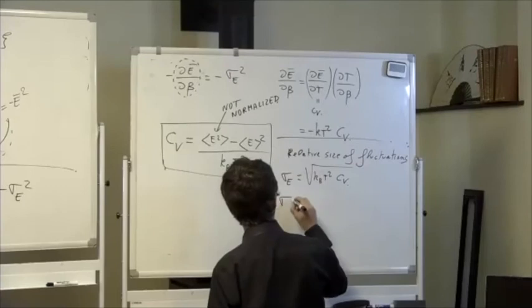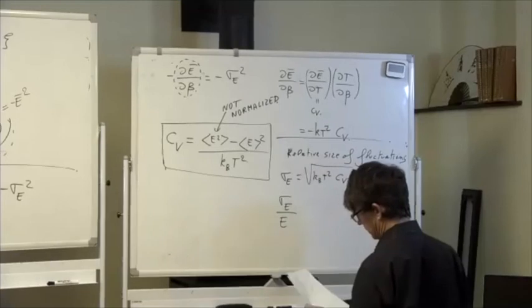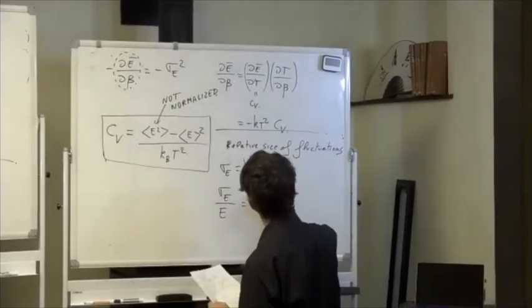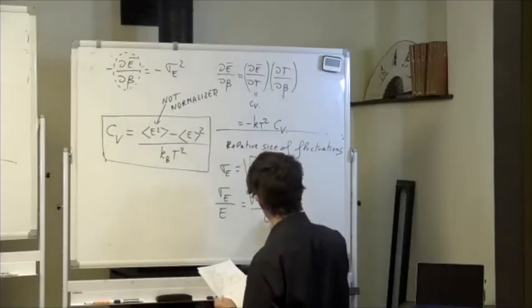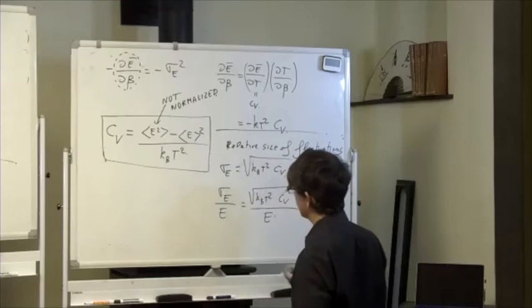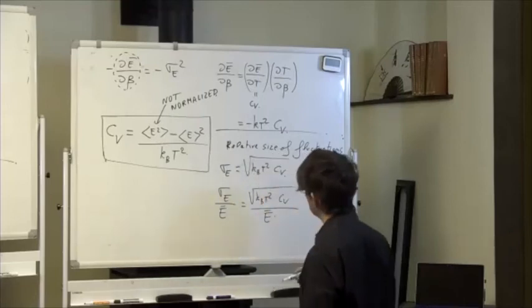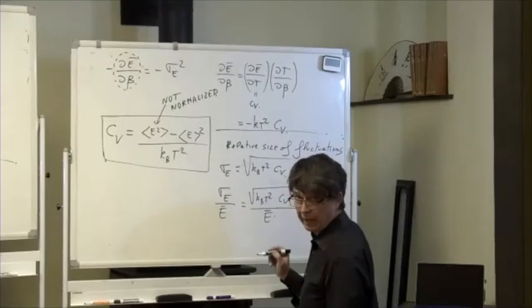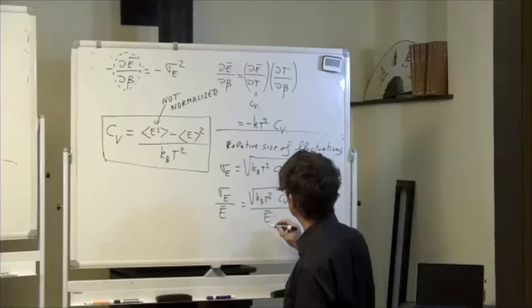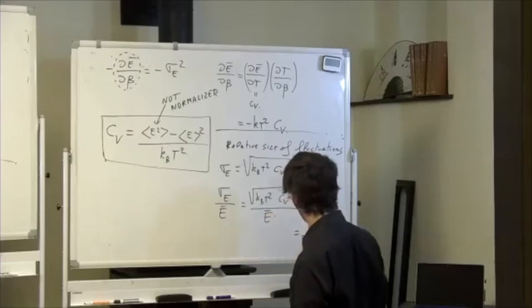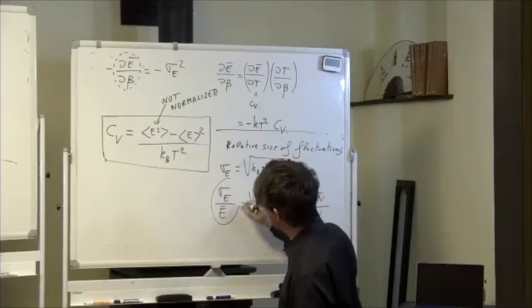If I normalize that by the energy, it's the square root of kBT squared times CV, divided by the average energy. So here I have two properties that go like N, the size of the system. That means this goes like the square root of N divided by something that goes like N. So this goes like 1 over the square root of N.